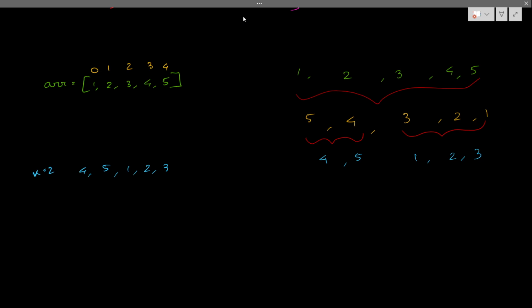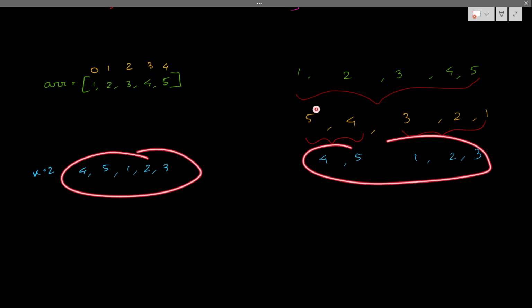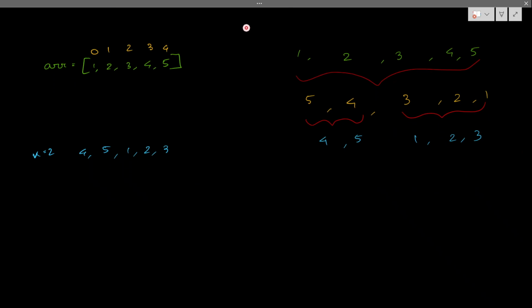So you can see these two outputs are exactly the same. So what will be the code for that? Simply I make n equal to the length of arr, and k will be, as I told you, the value of k, and then reverse the array.